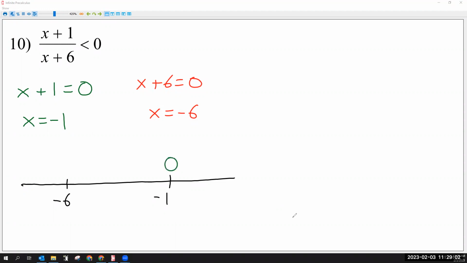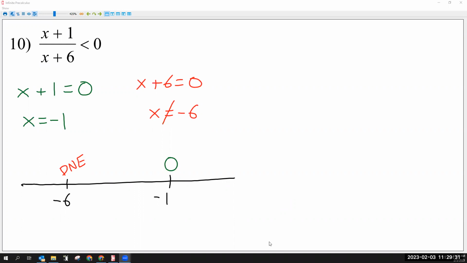What happens when the bottom equals 0? Yeah, it does not exist. So I'm going to put a little DNE here, and put a little line through there to show that the value where the would make the bottom equal to 0, I actually can't have. Where the top equals 0, I can if it's equal to. Okay, so that's important for some of these.